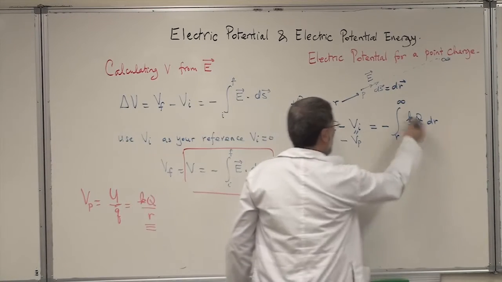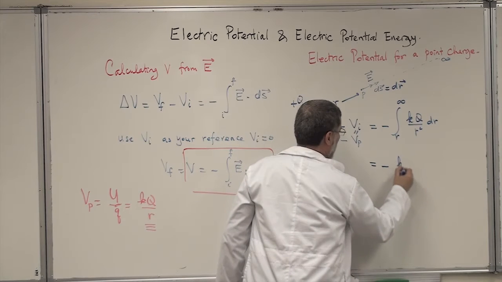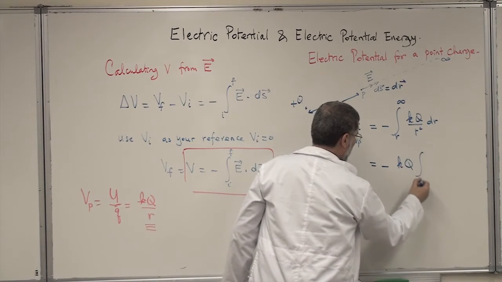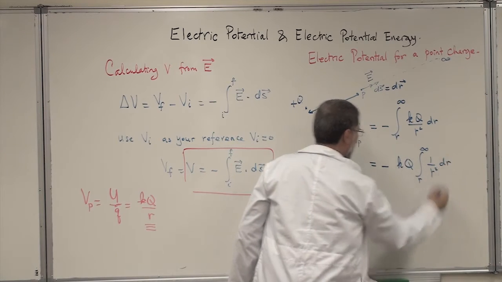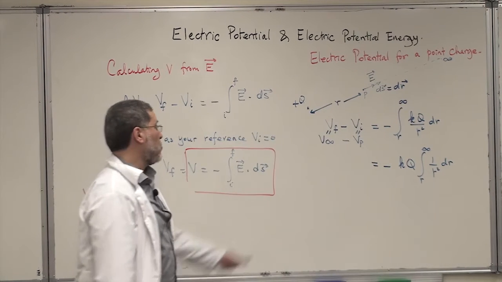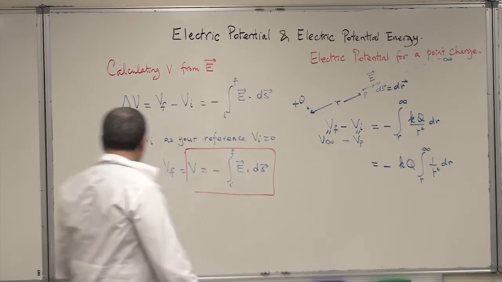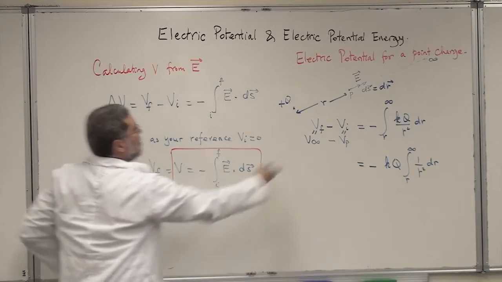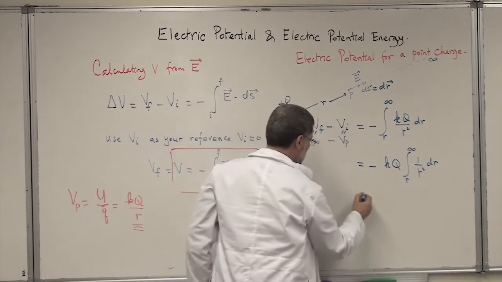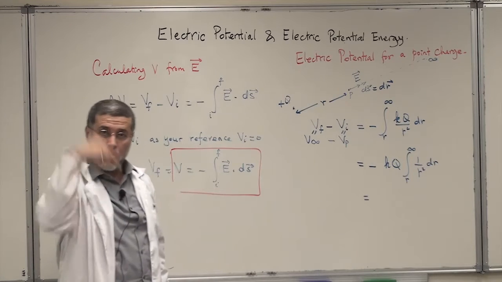So K and Q are constants. Then you have minus K Q times the integral from R to infinity of 1 over R squared dr. I'm trying to find the potential at point P due to this charge. You know it already, but there's another way. I'm using this concept to do that. So, what is the integral of 1 over R squared? It is minus 1 over R.